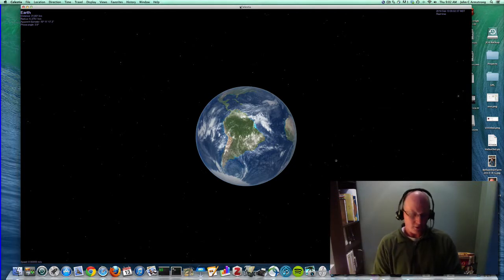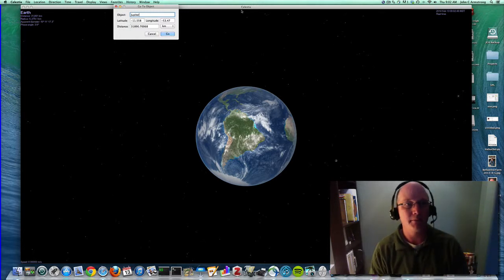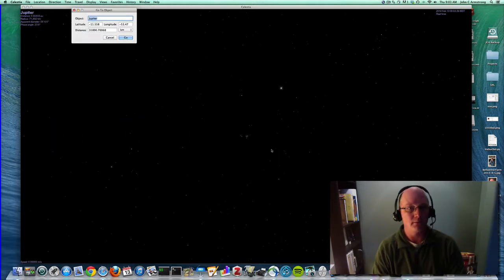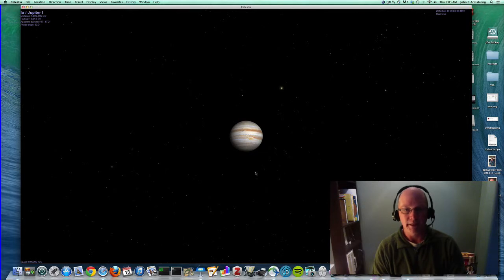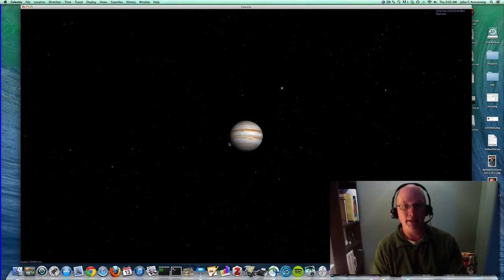So here we are at the Earth. Let's go ahead and move out to Jupiter, our first gas giant. If you haven't downloaded Celestia yet, it's kind of a fun program to mess around with. You can fly around, and there's Jupiter right there. Now you'll notice as I zoom in, there are all these little objects around Jupiter. Those are the moons of Jupiter, called the Galilean moons because they were first discovered by Galileo.